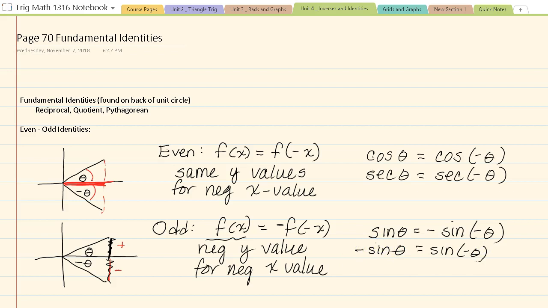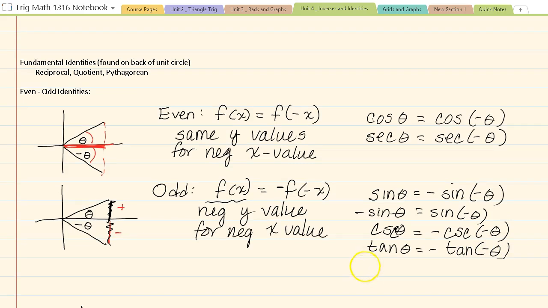So we see this happening for both sine as well as cosecant of theta is equal to negative cosecant of negative theta. This also works for tangent. Tangent of theta is equal to a negative tangent of negative theta. And this also works for cotangent. Cotangent of theta is equal to negative cotangent of negative theta. And the reason why it works for all of these is because all of these contain sine of theta. So all of those will be odd.